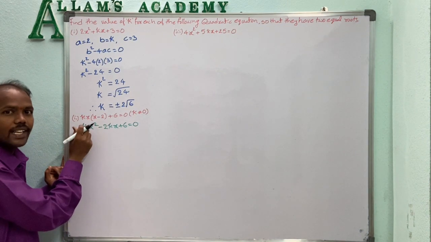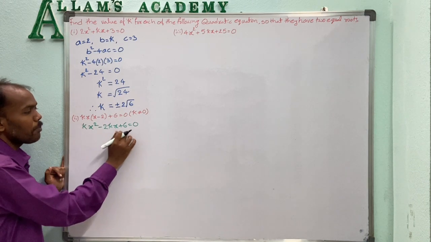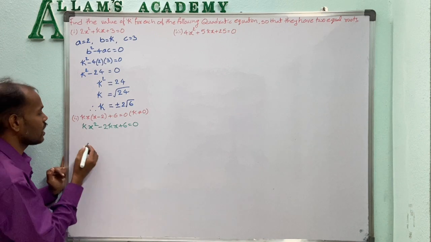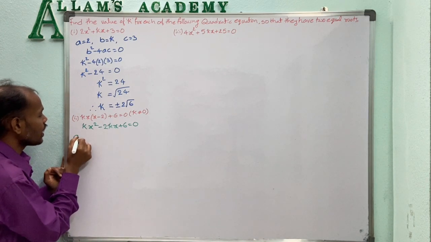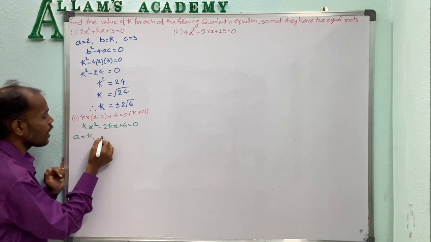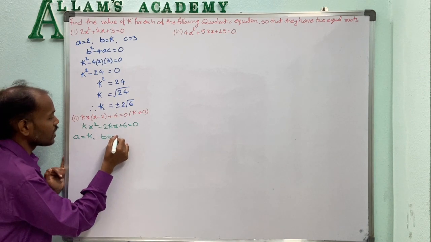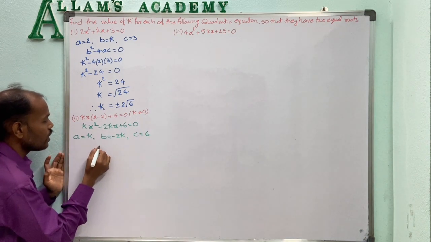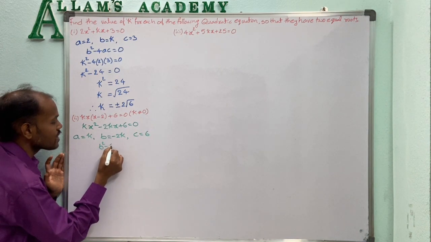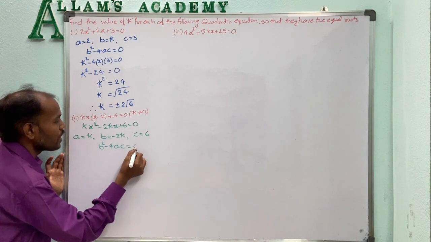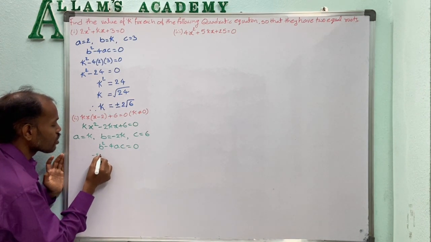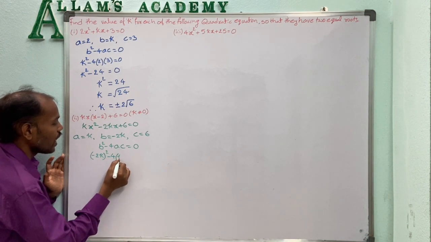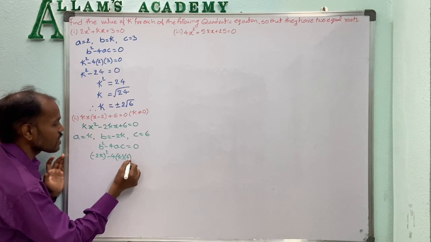To find that, first compare with the general form of the quadratic equation ax square plus bx plus c equal to 0. a is the x square coefficient, that equals k. b is the x coefficient, that is minus 2k, and c is the constant term, that equals 6. Now b square minus 4ac is equal to 0. Here b equals minus 2k.